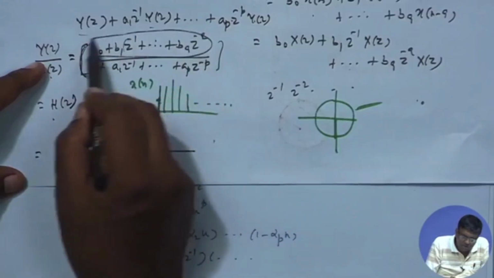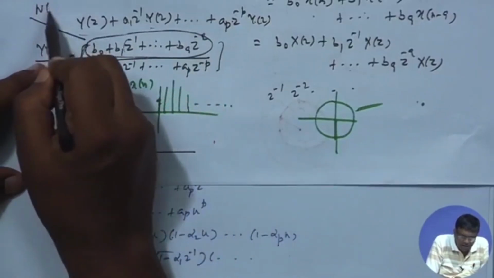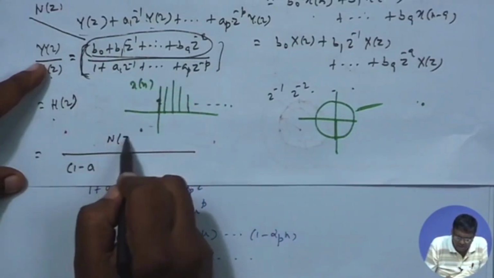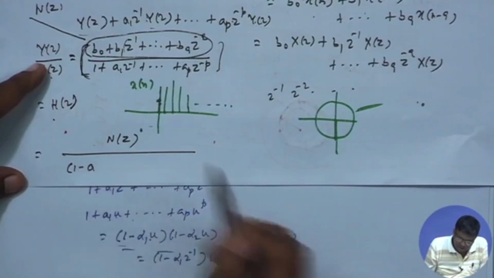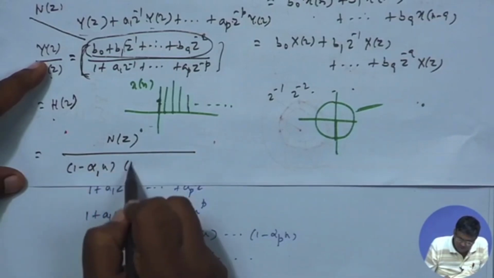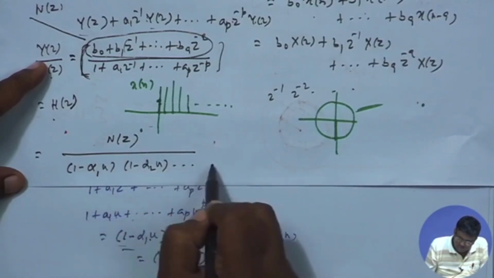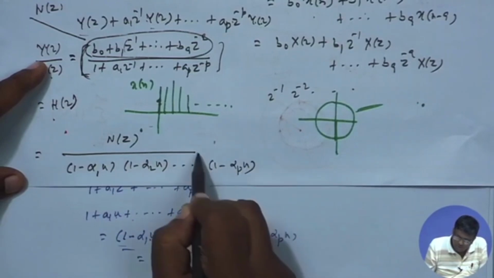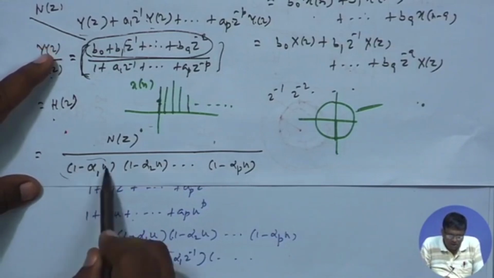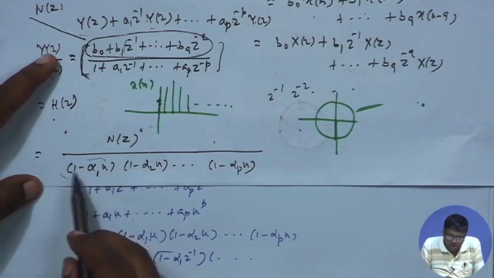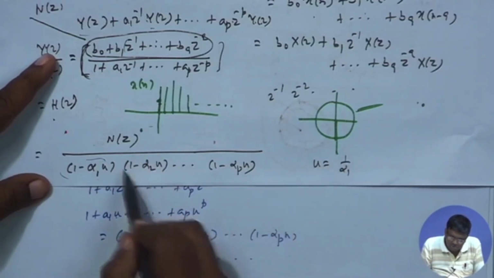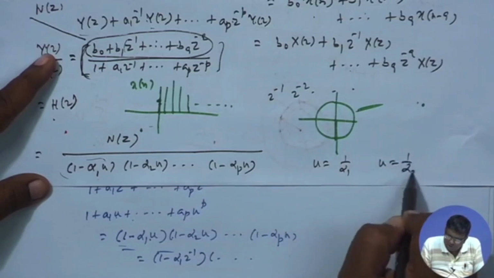Numerator polynomial I call it N z. N for numerator is a function of z. So, instead of writing the full expression, I just write N z. But the denominator I factorize. Now, what is the root of 1 minus alpha 1 u? U equal to 1 by alpha 1. What is the root of the next factor? U is equal to 1 by alpha 2, dot dot dot.